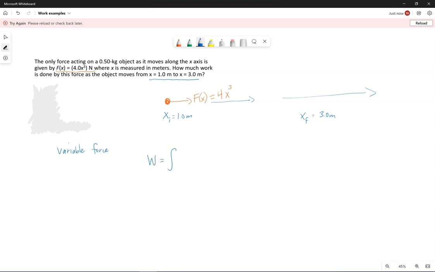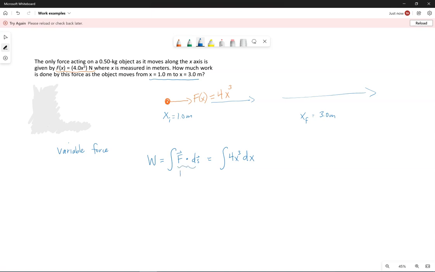That means we need to use our base equation for work where it's written in terms of the integration. We do need to integrate because this force is not constant. Now again, the dot product is multiplying the component of the force that is parallel to the displacement. This force is in the x direction, so we can just go ahead and put that function in for the force. And we can multiply that simply by dx because the object is moving in the x direction.